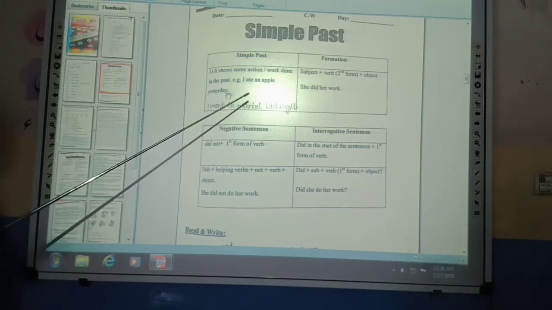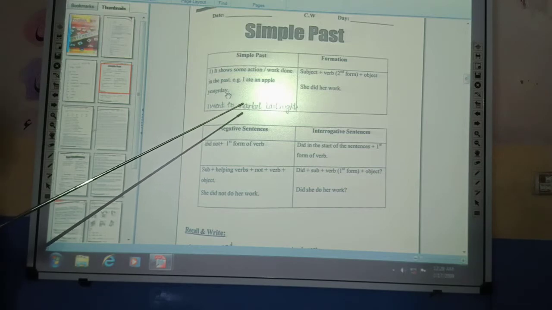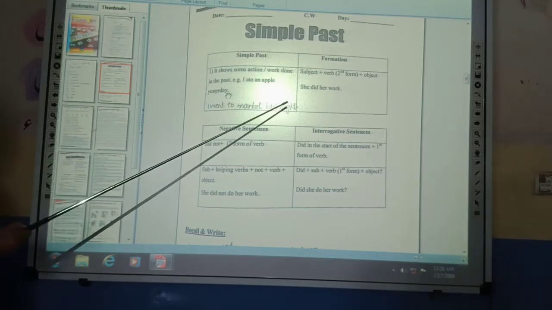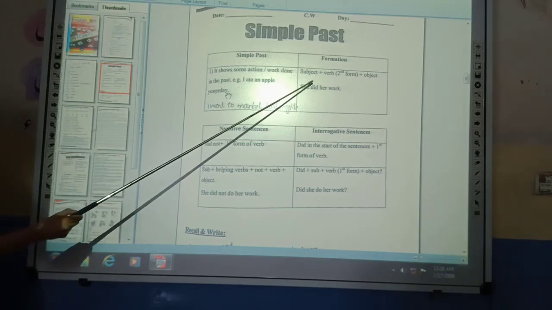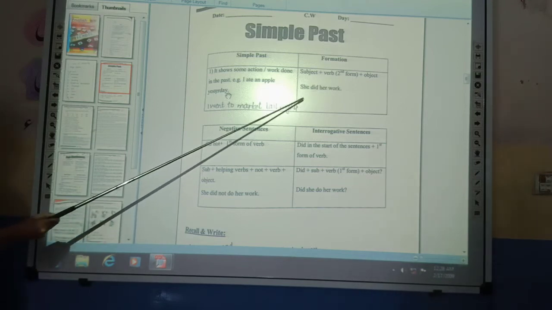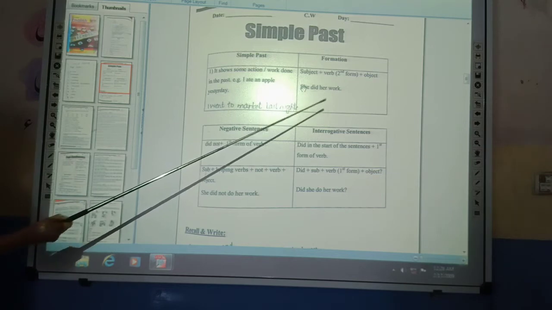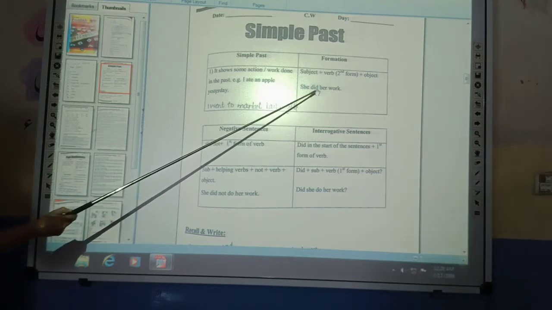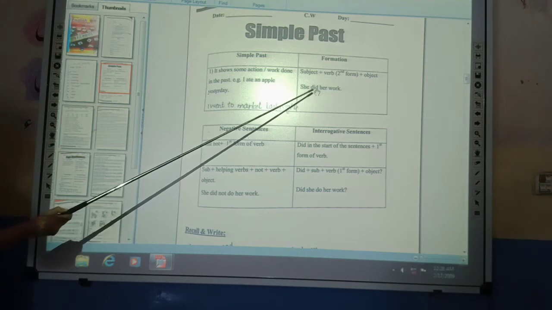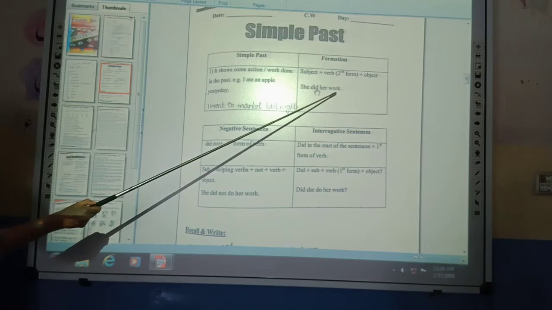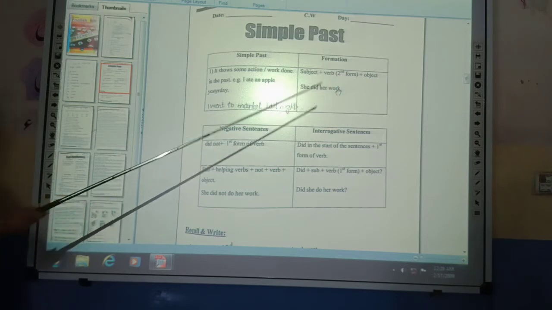The action, the work that happened in the past, in the bygone time. Talking about yesterday. And what is the formation of simple past tense? Subject plus second form of verb plus object. She did her work. Here she is the subject, did is the second form of verb: do, did. What she did, her work, so work is the object here.